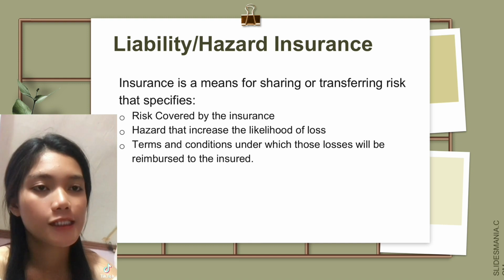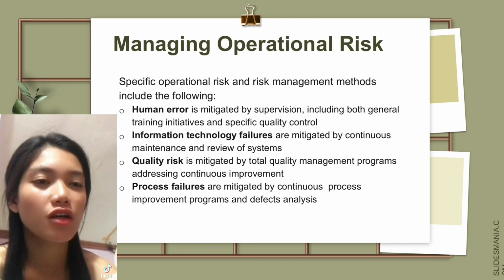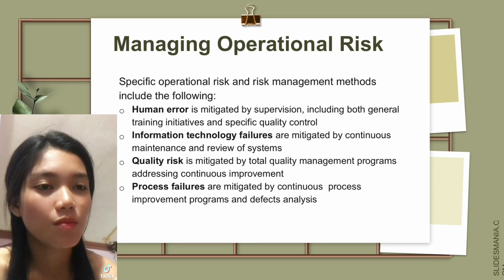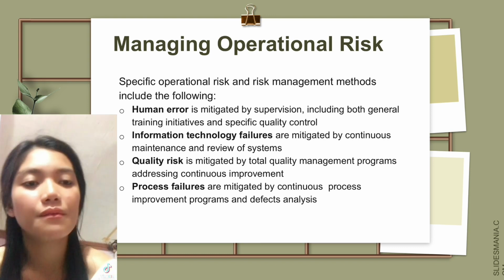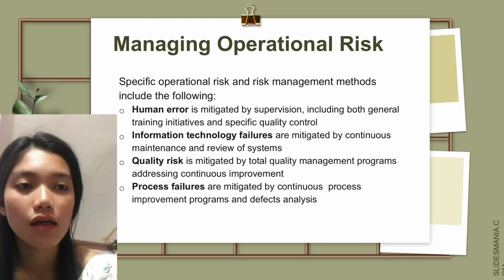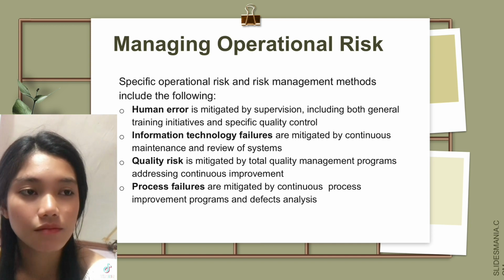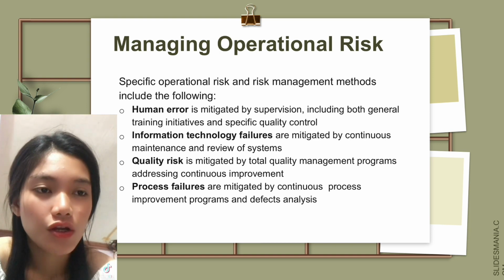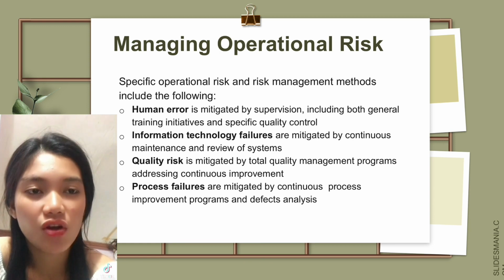The next is managing operational risk. Specific operational risk and risk management methods include the following: human error, information technology failures, quality risk, and process failures. For human error, the organization initiates seminars and training for their employees.